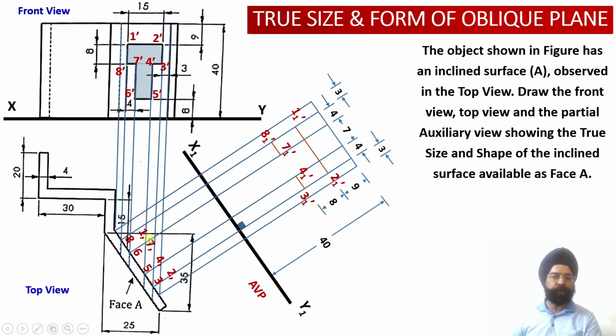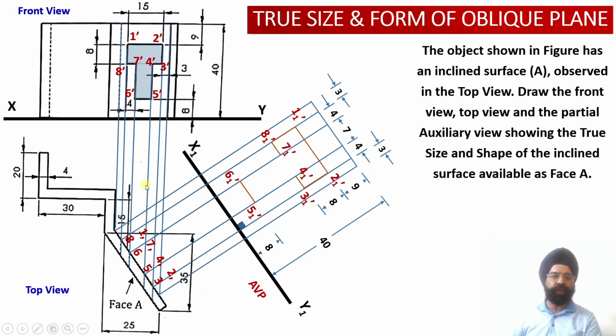Now from this projector line, that is corresponding to point 6, as I move in this direction, from x1 y1 auxiliary vertical plane, I'll be marking a height of 8 millimeter alongside this projector line ahead of the plane, so that I will be able to locate this particular point which is named as 6 dash over here. This is 61 dash. Similarly, this is point 5 dash.